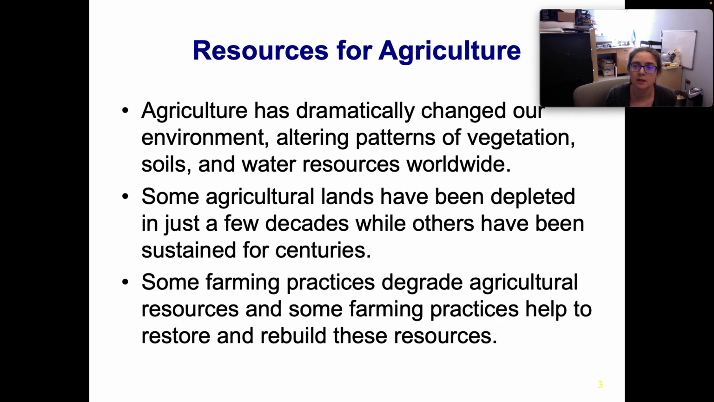It alters soils and water resources worldwide because many types of agriculture are very water intensive, or sometimes we're trying to farm in areas where water is just not as readily available, so we're using up other water resources. Some agricultural lands have been depleted in just a few decades, while others can be sustained for centuries. So where we're doing agriculture is really important to what the impacts of it are. And the farming practices are also really important to determine what the environmental implications are as well. So some farming practices degrade agricultural resources, and some help to restore and rebuild those resources.